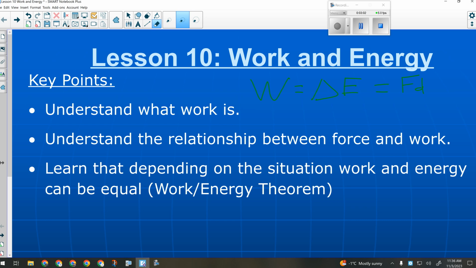Okay, so that's the relationship between force and work. That's what work is, and depending on the situation, work and energy can be equal, because if you start out with no energy and then do work, the amount of energy you gain is equal to the work you do. Okay, so they can be equal from time to time.